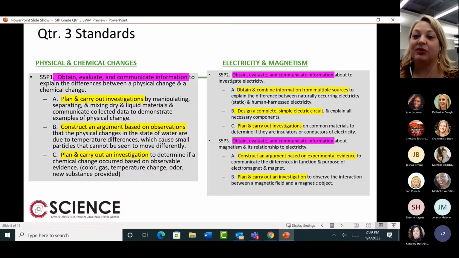So when we're investigating electricity, just investigating, our three elements are obtain and combine information from multiple sources to explain the difference between naturally occurring electricity, so static electricity, and human harnessed electricity. So what does multiple sources mean? How do I combine that information?